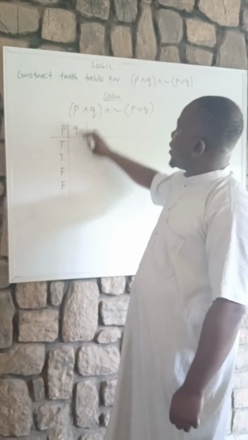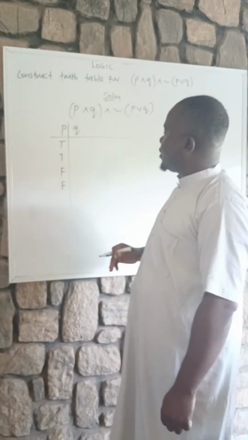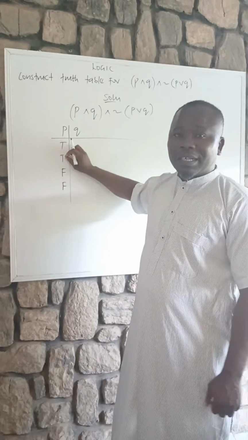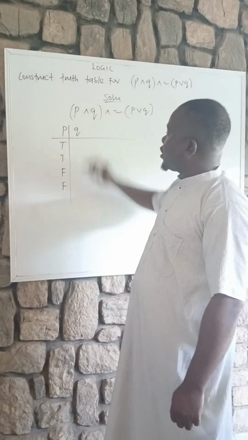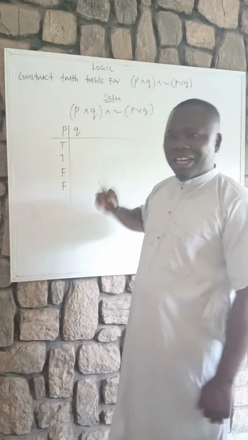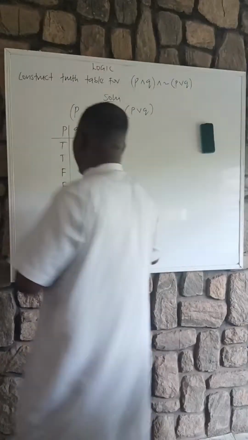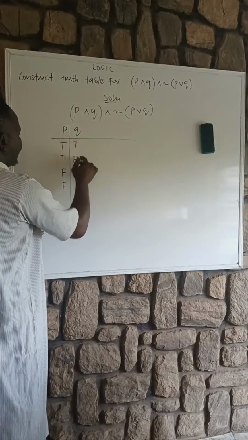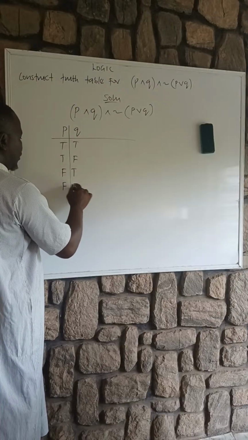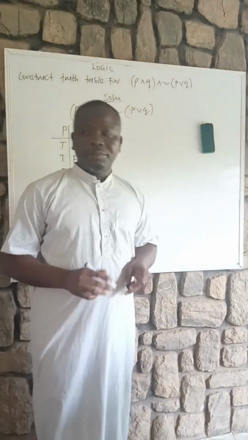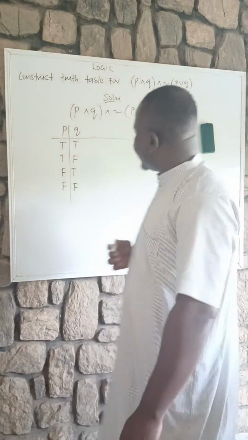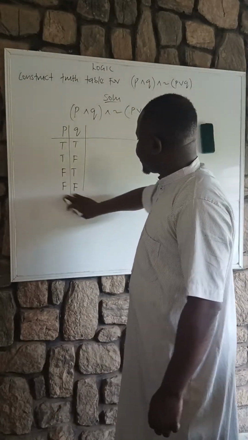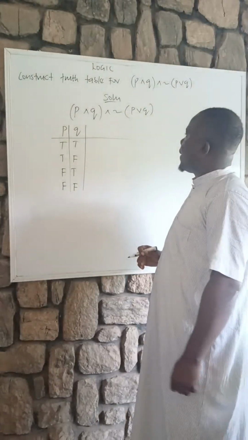Then now we have Q. How can we prepare Q? Since there are two, right? So Q will now go this way. TF, TF, TF. So look at it. Here we start with T. Here will now be F. Here will be T. Here will be what? F. Amen? Are you following? Okay. So far, so good. Let's proceed. It's okay.